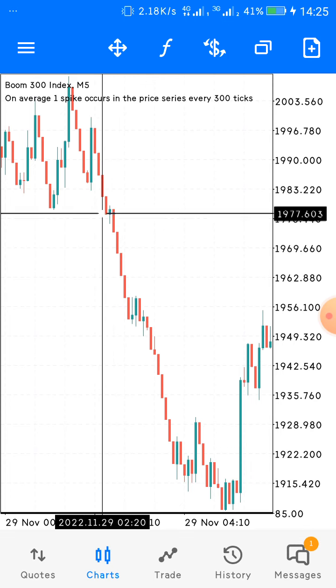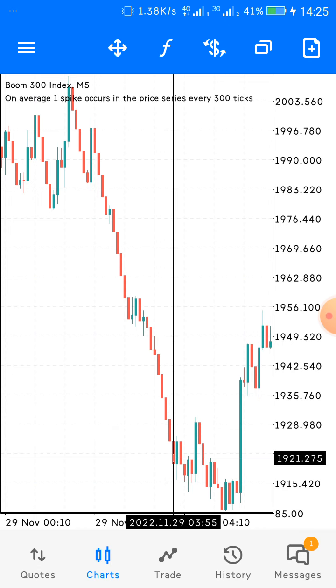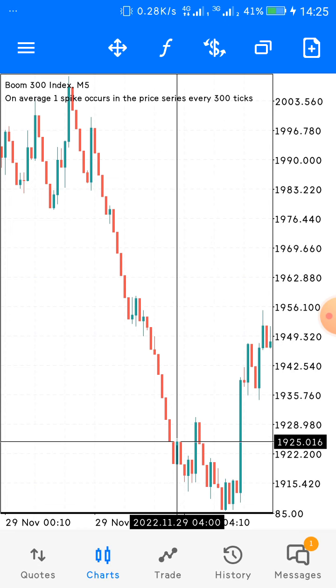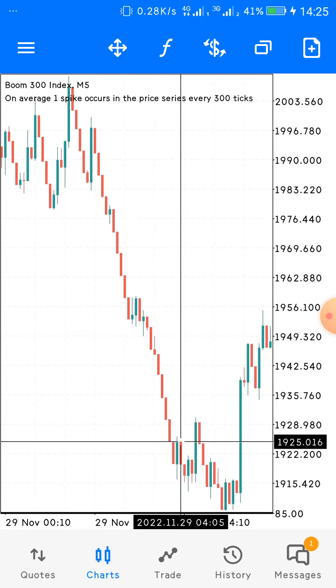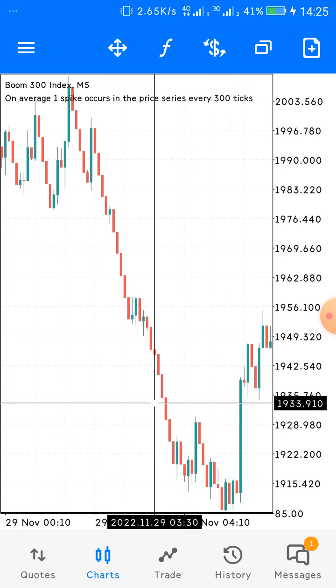So you are going to be scalping the market all through this point, and when it's time to catch spikes, it would change and give you the signal for catching spikes. So it works in both ways. You can catch spikes with it, and you can also scalp the ticks. That's for boom and crash.